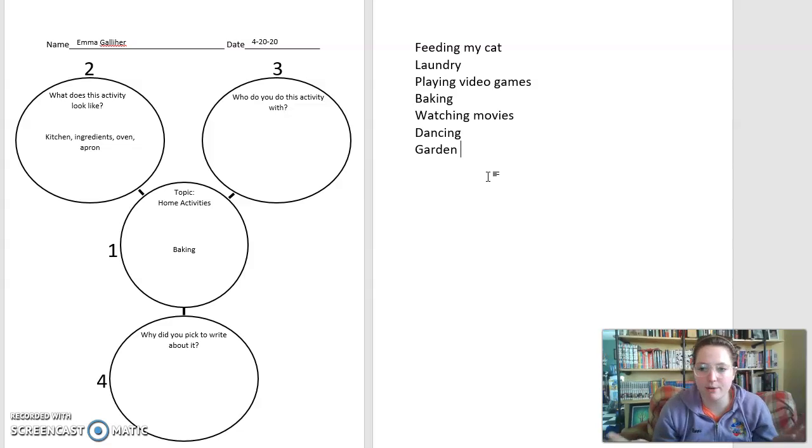So students can write one idea or multiple ideas into bubble number 2. So what does your activity look like? Whatever you picked for bubble number 1. Remember, your paper is going to look a lot different than mine because we probably didn't pick the same idea. So right now, I need you to write your ideas into bubble number 2 about what that activity looks like.